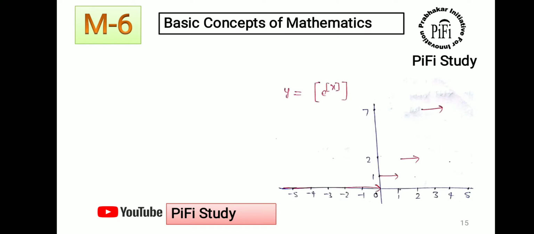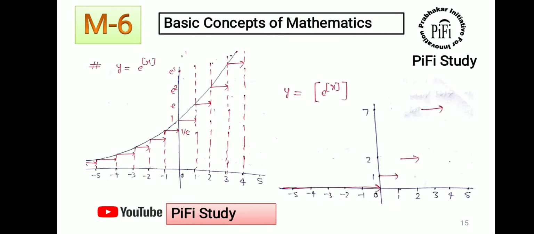अब बात करते हैं, अगर हमें y is equal to e to the power greatest integer x का प्लॉट करना है, तो इसमें हम क्या करेंगे, first draw the plot for y is equal to e to the power x, then find out the, now it is the greatest integer of x, not the whole function.